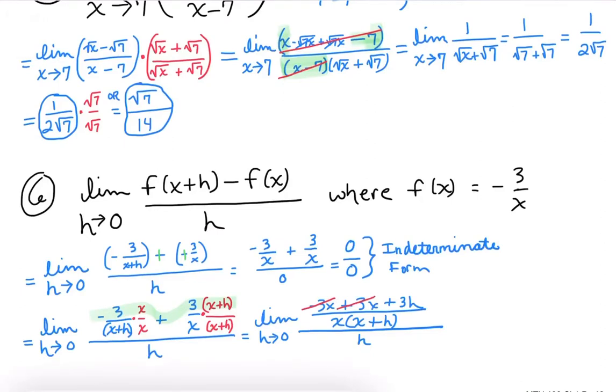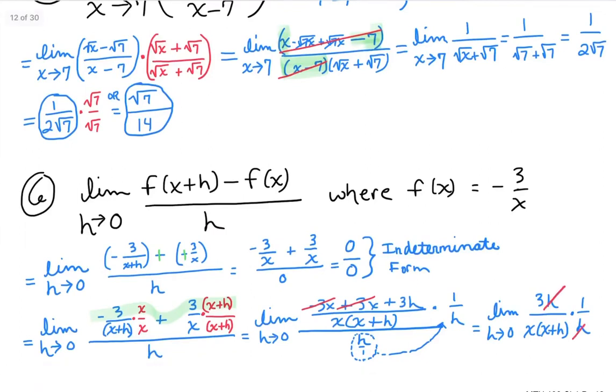What I want us to think about is that we still have a complex fraction here, but the beauty of getting this simplified down to one fraction divided by one fraction is that now we can bring this up as multiplying by the reciprocal. What we'll now have is the limit as h goes to 0 of 3h over the quantity x times x plus h, now times 1 over h. And we are finally at a point where we can reduce the h over h.